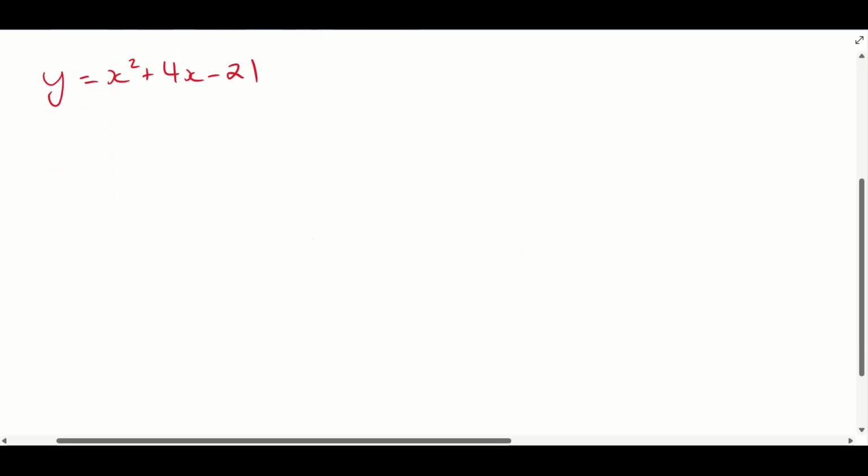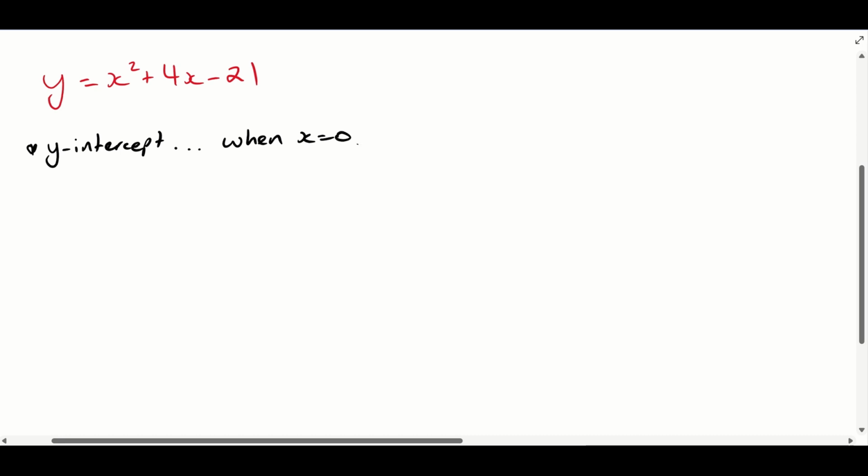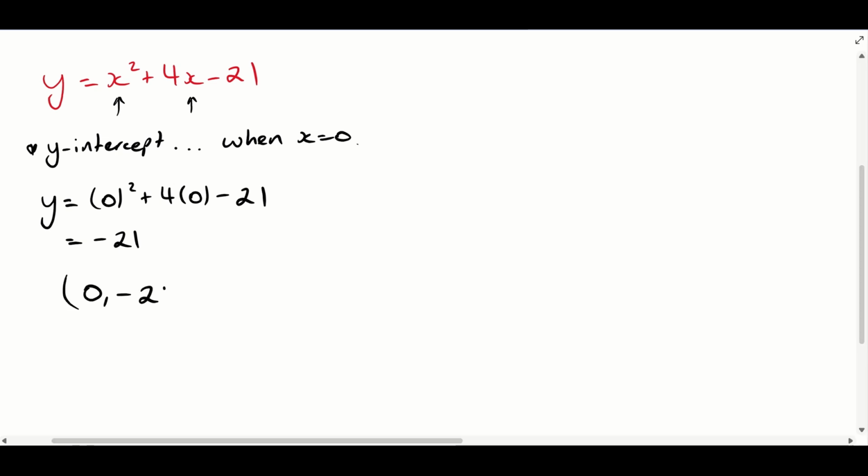So there's a few things that we need to get. The first thing that we need to get is our y-intercept. Now our y-intercept is just when x is equal to 0. If we put a 0 in everywhere that we see an x in our equation, we'll get our y-intercept. So y is 0 squared plus 4 lots of 0 minus 21. If you crunch the numbers, you just get 0 and 0, so you end up with minus 21. So our y-intercept coordinate is (0, negative 21).